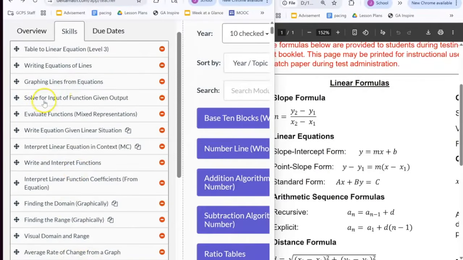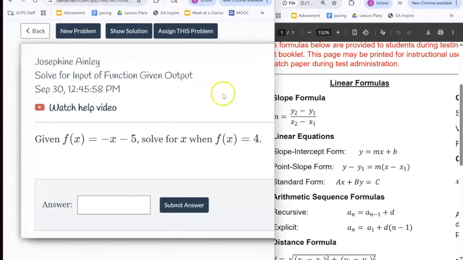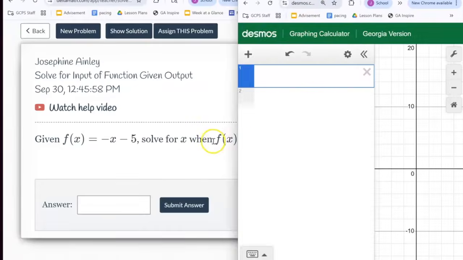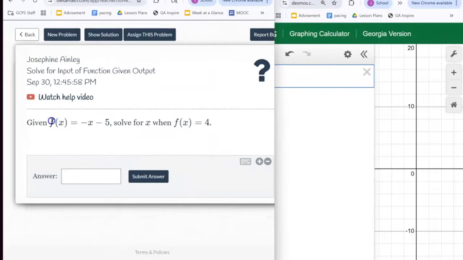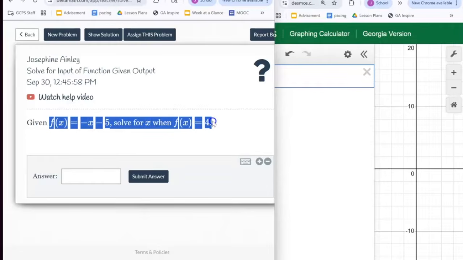All right, guys, we're going to take a look at solve for input of function given output. And put my decimals calculator back. It says, given the function f of x is equal to negative x minus 5, solve it for x when f of x is equal to 4.